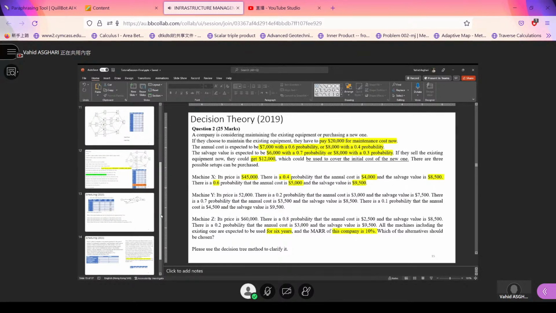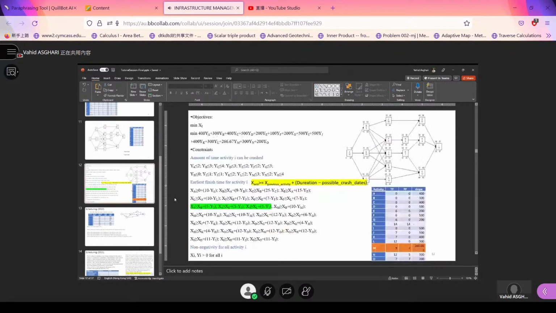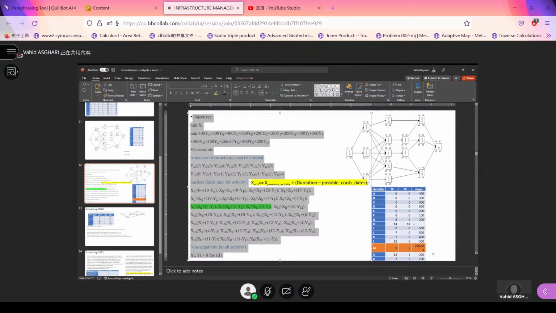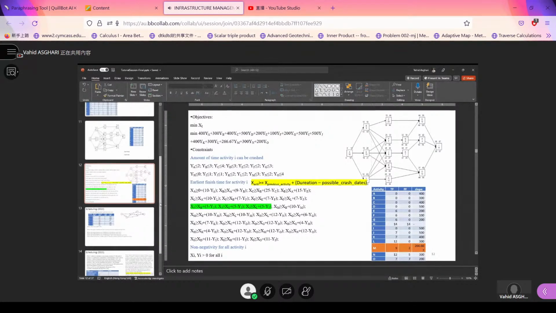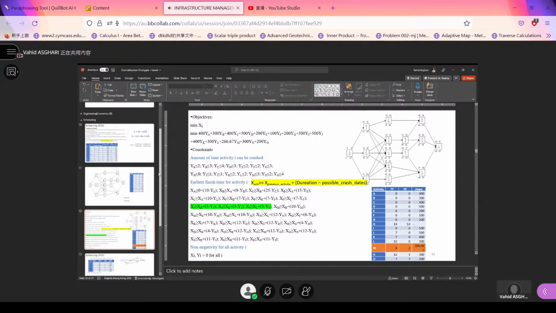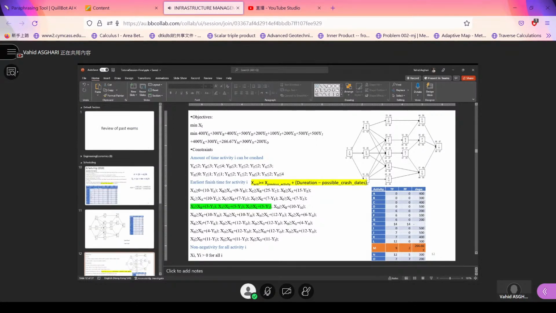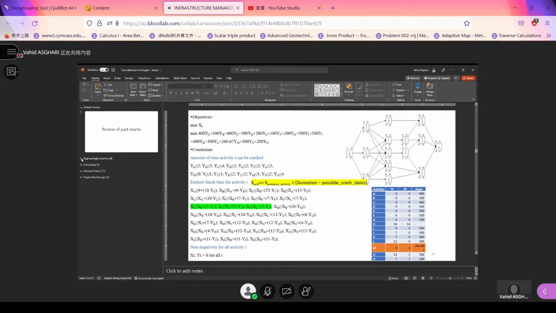For the scheduling questions are typical, nothing really hard, nothing really complex. Please go ahead and read and understand how to formulate an objective function for crashing the projects. You might lose some grades here if you don't have a proper understanding of these equations.